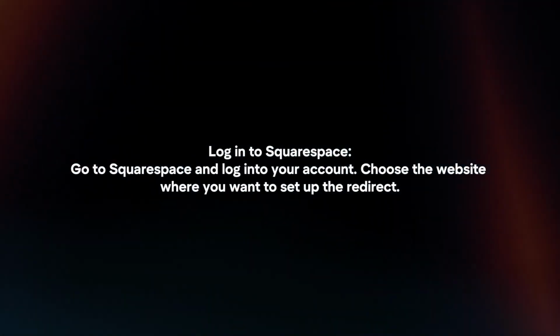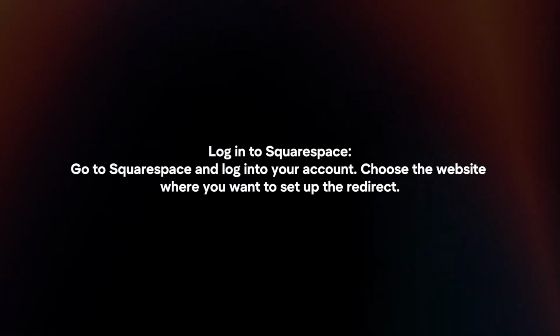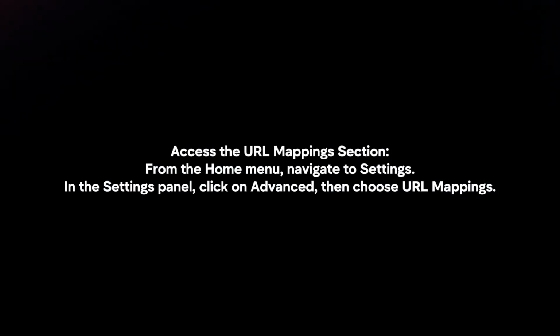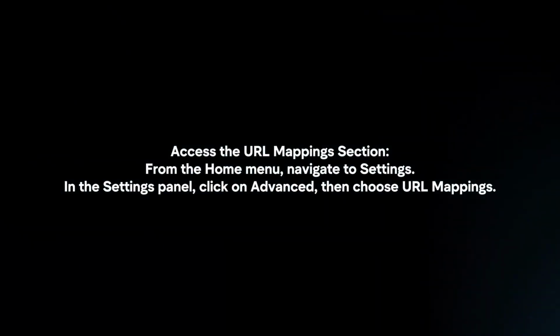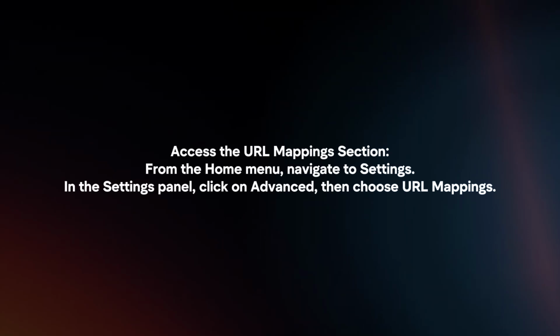Log into Squarespace. Go to Squarespace and log into your account. Choose the website where you want to set up the redirect. Access the URL mapping section. From the home menu, navigate to Settings. In the Settings panel, click on Advanced, then choose URL Mappings.